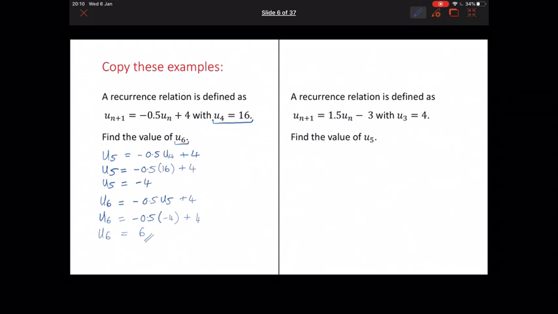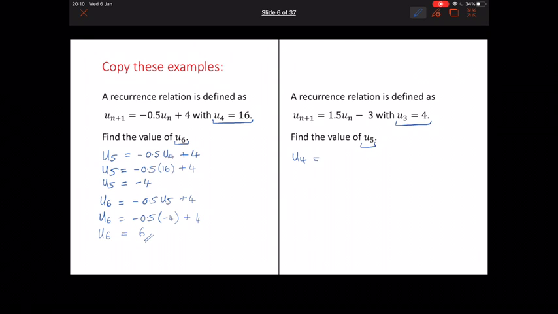In a similar way, I'm going to ask you to pause the video and attempt the question on the right hand side. Okay, hopefully you have had time to attempt the question on the right hand side. I'll just read this with you just now. A recurrence relation is defined as u(n+1) = 1.5u(n) − 3 with u3 equal to 4. Find the value of u5. You can see this time we are starting at u3 and we're trying to work out u5. So we'll have to go for u4 that's in between.